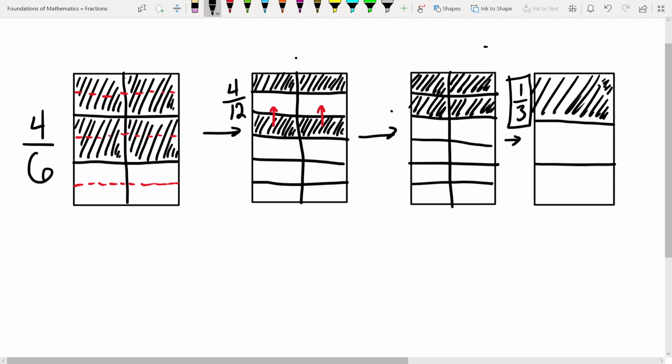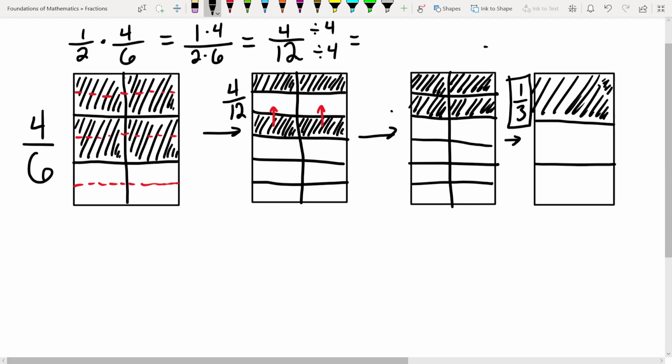So what we did is we took 1/2 of 4/6, and mathematically this is 1 times 4 over 2 times 6, which gives us 4/12. And we can reduce top and bottom by not 3 but 4. And that gives us 1/3. So that's what I did mathematically with this visual here.